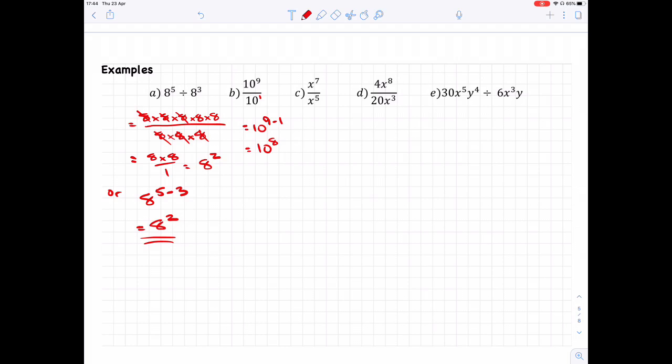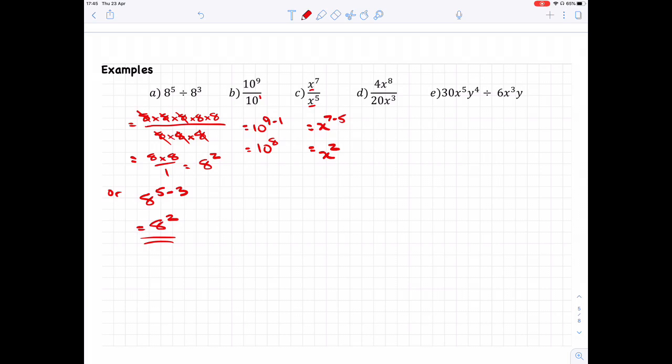Doesn't matter if we use pronumerals, because remember, they're just numbers. So we've got the same base again of x. So if I've got x to the power of 7 divided by x to the power of 5, we have got x to the power of 7 minus 5, which gives us x squared.